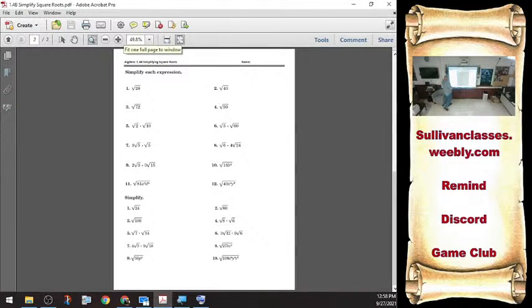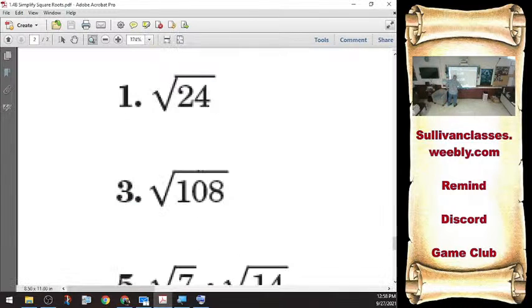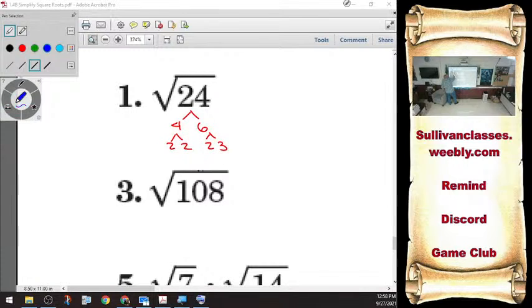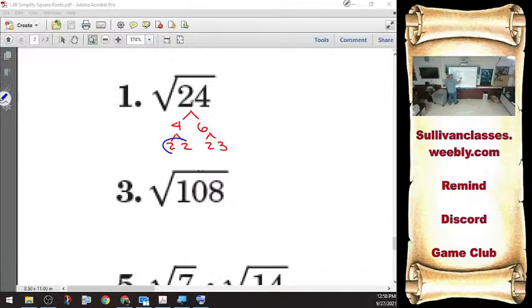Oh, for crap's sake, I just went too fast. I'm sorry. Okay, so we said 4 and 6, 2 and 2, 2 and 3. So we circled that pair and brought a 2 outside. And then we left these guys inside. Sorry about that. Sometimes I get all excited and I just want to roll.